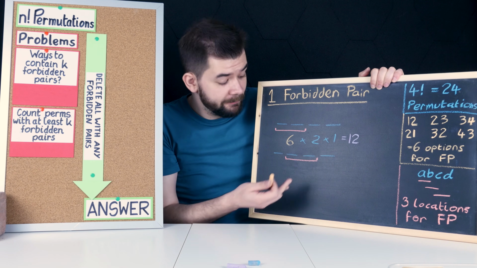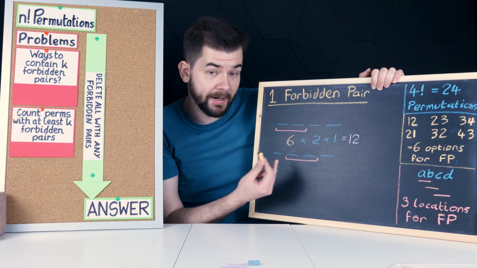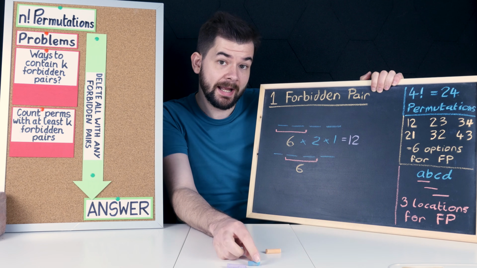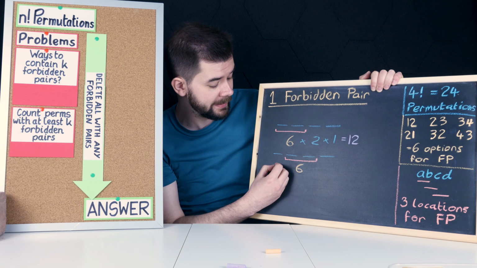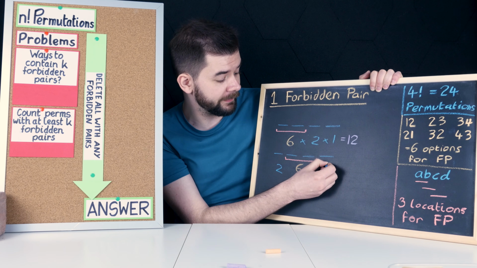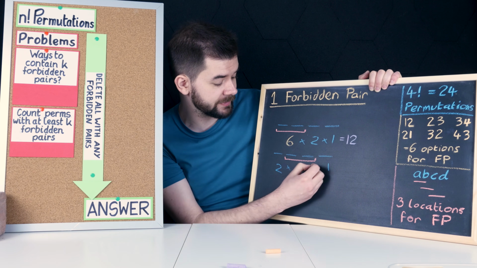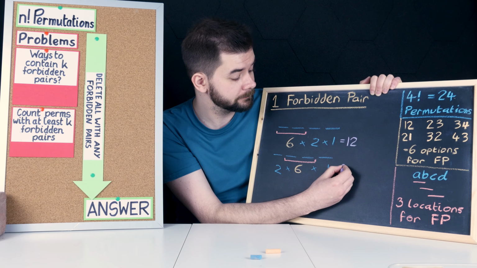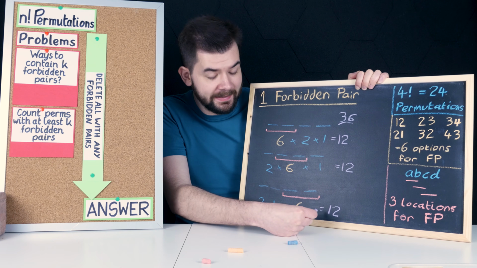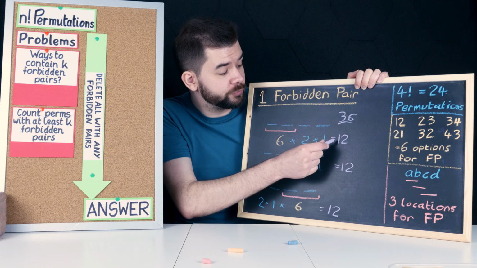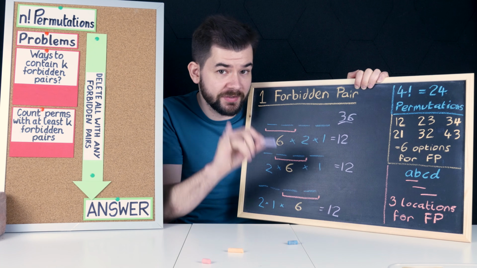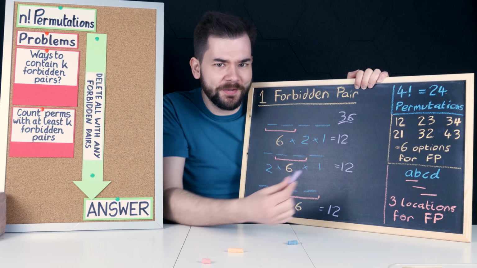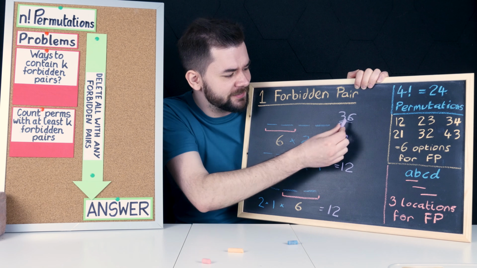And now we play the same game for the middle, where we say, okay, if the forbidden pair is in the middle, let's choose that forbidden pair first. There are 6 options for that, and then there are 2 options for what this first number could be, and then 1 option for the number at the end. So again, 6 times 2 times 1 gives us 12 permutations for the forbidden pair in the middle. And the exact same process for if the forbidden pair is at the end. So we have 12 plus 12 plus 12 equals 36 permutations, which contain 1 forbidden pair. Except that can't be right, because there are only 24 permutations in total. So this can't be right.